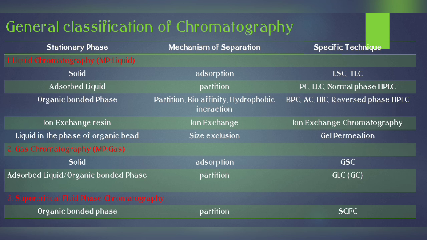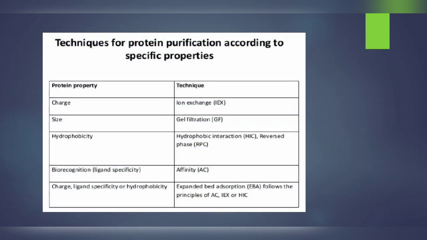In the second classification, the mobile phase is gas, and based on the stationary phase there are two types of separation mechanism, adsorption and partition. Then, based on the properties of the solute we are going to separate, we need to choose the chromatography that is represented in this table.